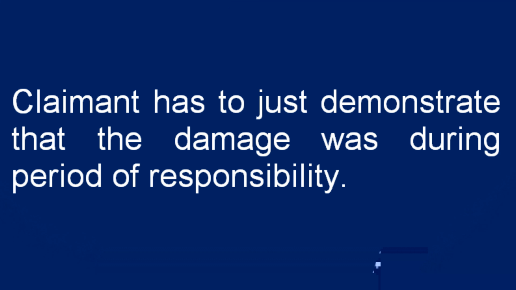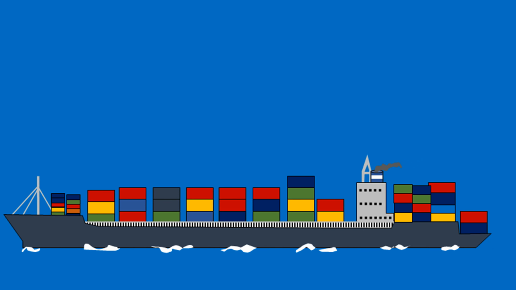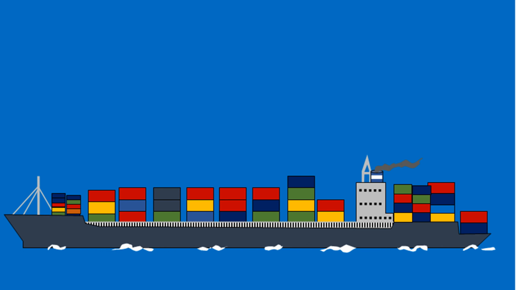Specifically, the carrier under Hamburg Rules must prove that he took all reasonable measures to prevent the loss or damage. This is called reversal of burden of proof. Unlike Hague Visby Rule, where the initial burden of proof was with the claimant, that is the cargo owner. This means that the claimant in Hamburg Rules doesn't have to prove anything. He has to just demonstrate that the damage occurred while the cargo was in the custody of the carrier, or in the care or charge of the carrier.